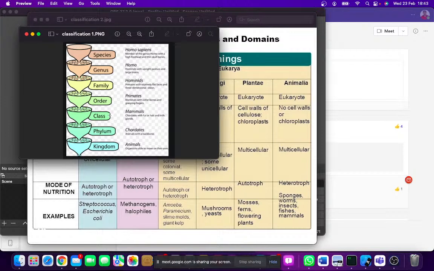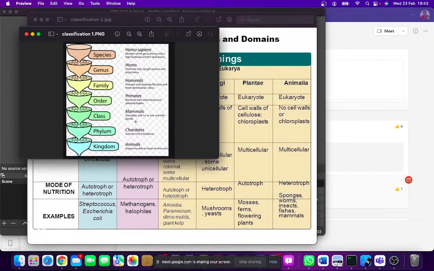Then the next level of classification is the class. Under class, human beings are classified as mammals, and mammals are chordates with fur or hair and milk glands. So once you're an animal with a backbone and you also have fur, meaning the hair you have on your skin, and you can milk your kids. Like when a human being gives birth, they can always give breast milk to their children.